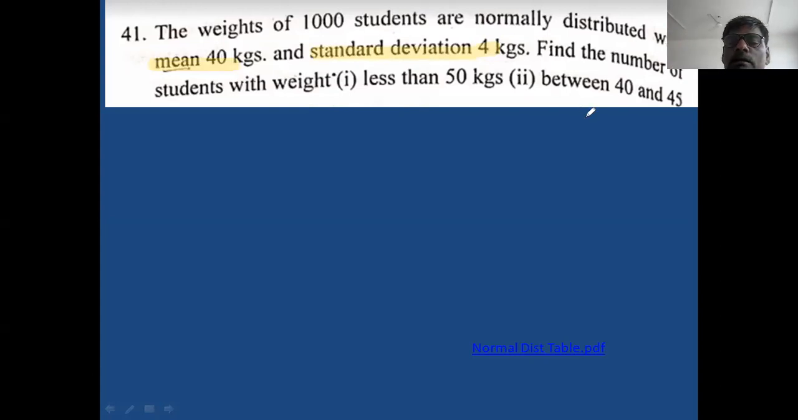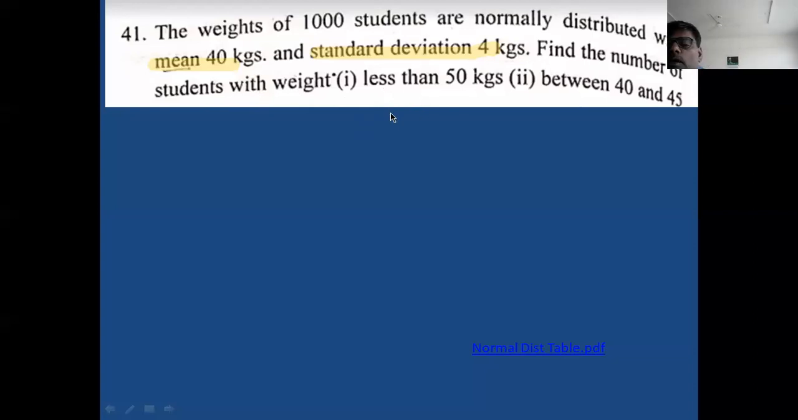Then you ascertain the required answer. Find the number of students with weight less than 50 kg. The question is how many students? Find the number of students with weight less than 50 kg.